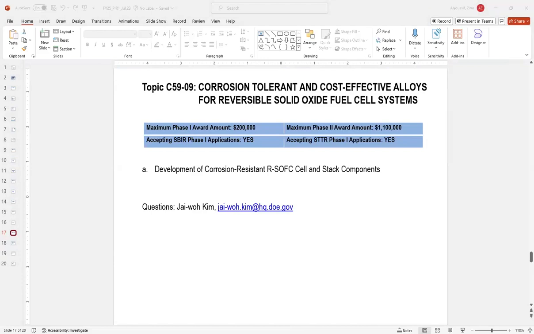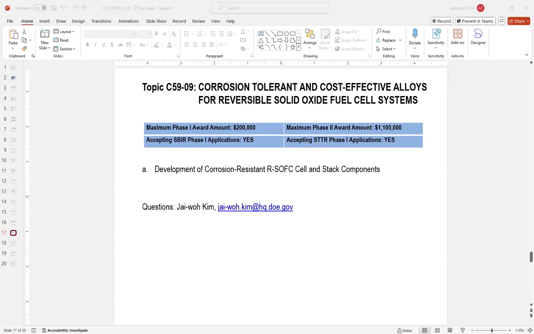RSOFC can produce electricity in fuel cell mode, and then RSOFC can produce hydrogen in electrolysis mode. The metal interconnect is very important for the cost reduction. However, at high temperature, under high steam concentration, the metal interconnect cannot survive a very long time.